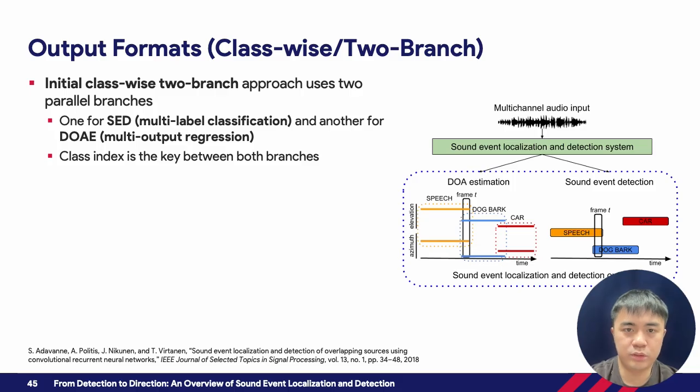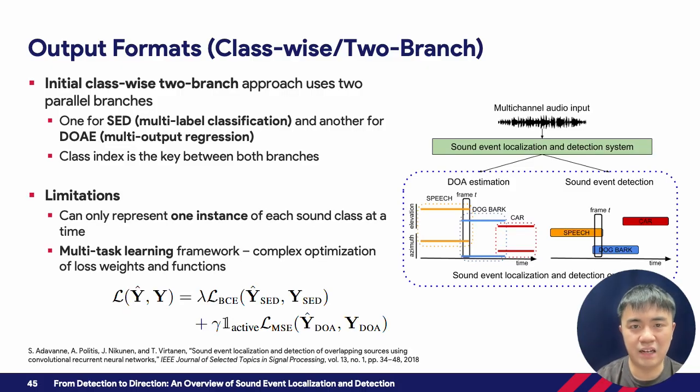The initial approach, which was used in the foundational SELDnet, is this class-wise two-branch output format. It's rather intuitive. As the diagram shows here, the model has two separate output heads, one for SED, which is a multi-label classification task, and a parallel one for DOAE, which is a multi-output regression task. The link between them is the class index. If the dog class is active, you look at the dog index in the DOAE branch to see where it is. While this is a simple and rather intuitive solution, the output format has two major drawbacks.